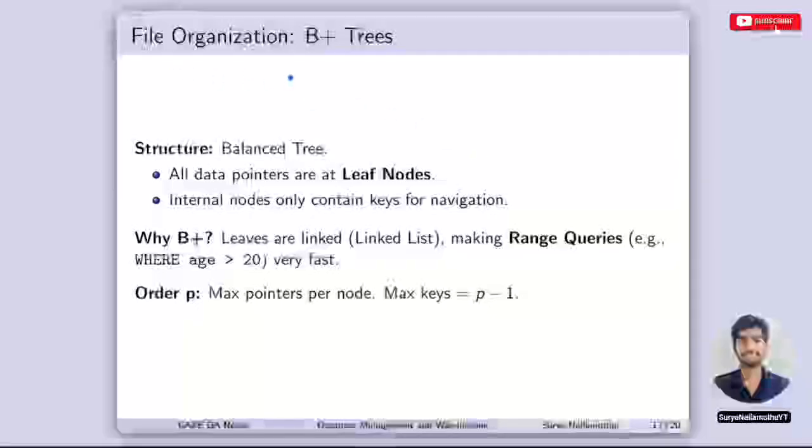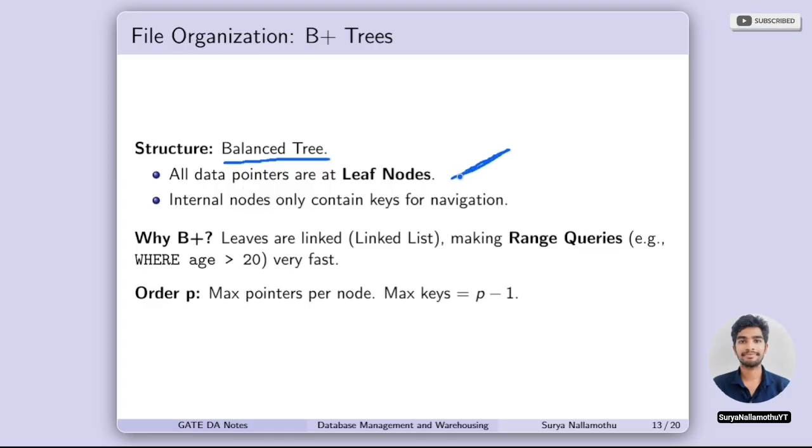Next, file organization, B plus trees. You need to remember some points. A B plus tree is a balanced tree. The main condition is that all data pointers are in the leaf nodes. The next condition is that internal nodes only contain keys for navigation. The internal nodes are helpful for navigation purposes.